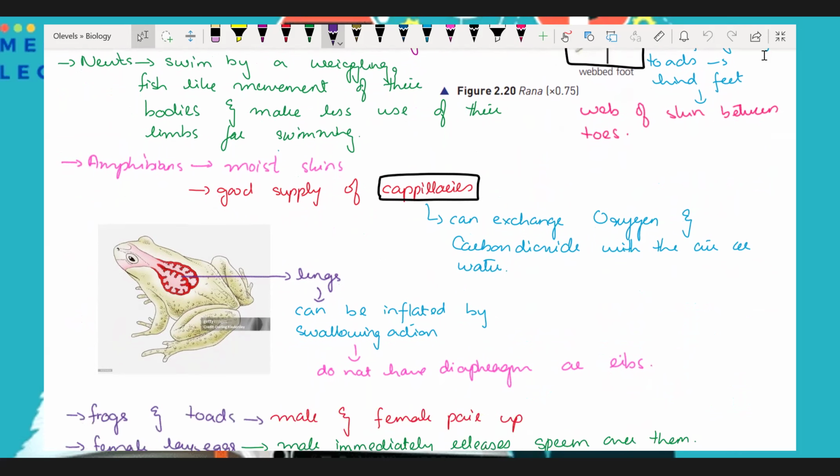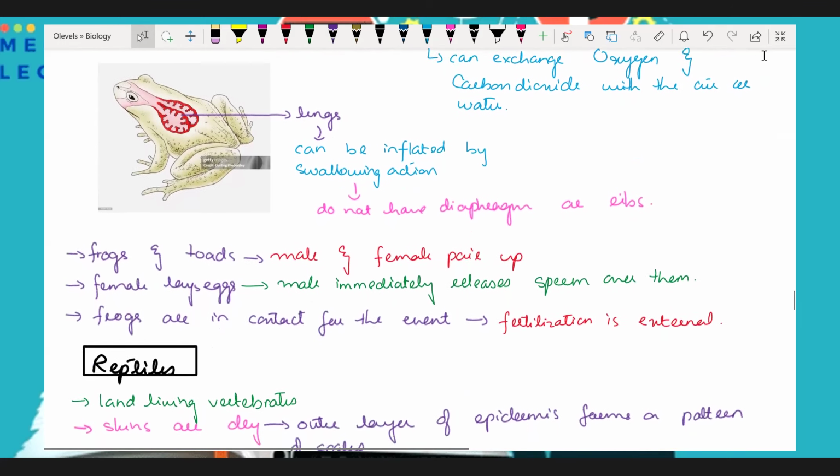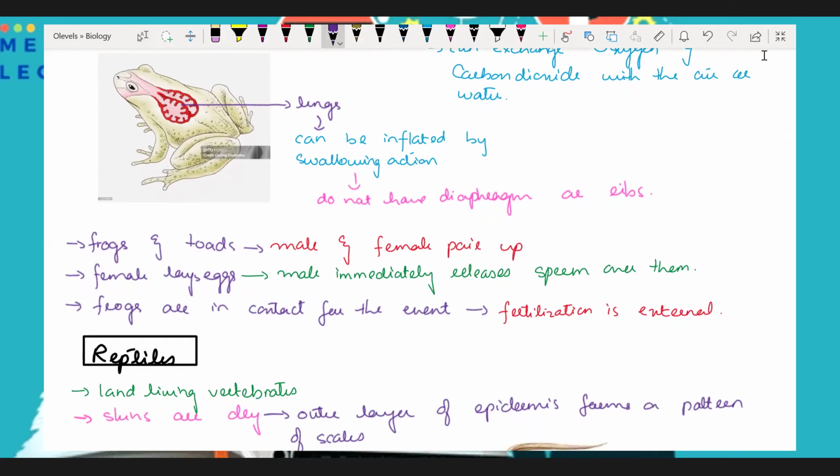And if we talk about the lungs of amphibians, this is how the lungs look, and they can be inflated by a swallowing action, and the respiratory system of amphibians doesn't have a diaphragm or ribs. Now, the frogs and toads, how do they reproduce? So this comes under the section of reproduction.